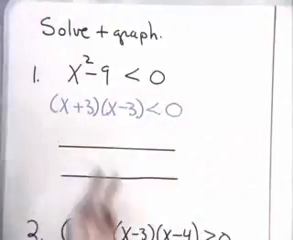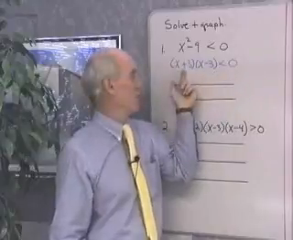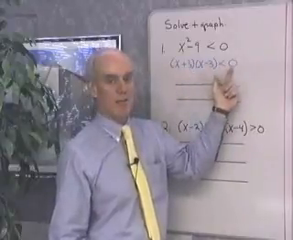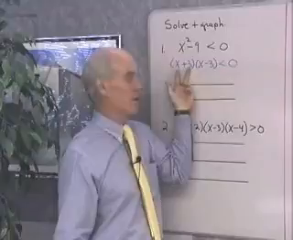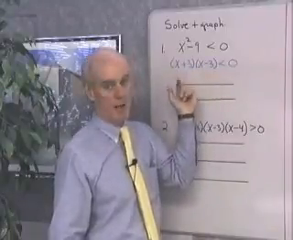Now what this tells me is that I have the product of two expressions turning out to be less than 0. So I multiply this number and I get a negative number. So all we need to know is where this is positive and negative and where this is positive and negative, and then we'll know where this product is negative.